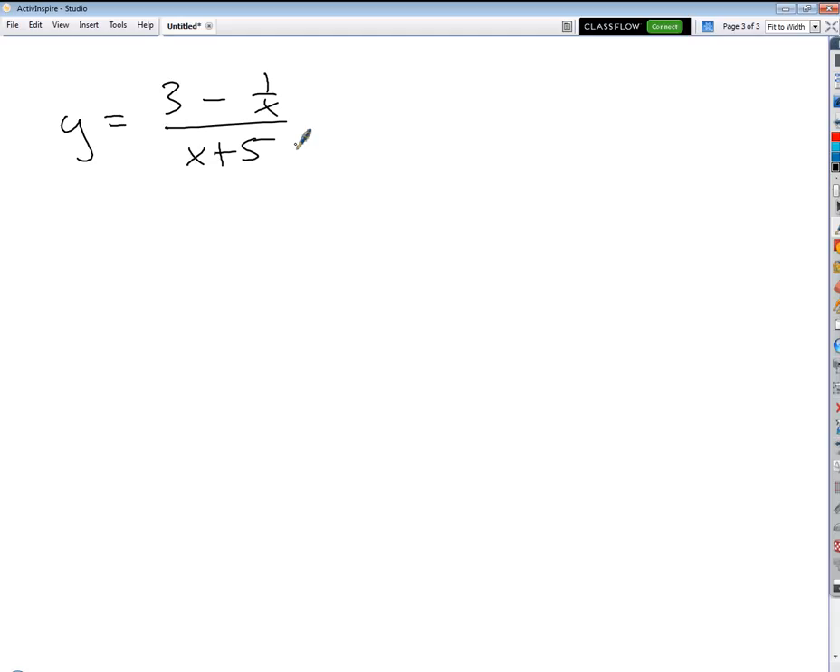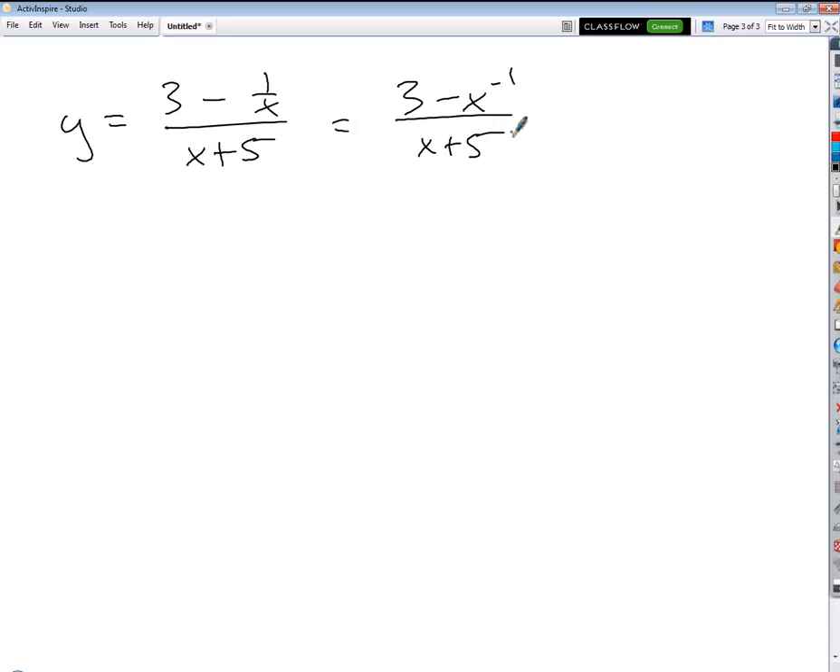I don't. So let's talk about what we would do, and then maybe something will stick out as being a bad idea. Yep. It would be like x to the negative 1. Okay, good. So we could rewrite this as 3 minus x to the minus 1 over x plus 5.